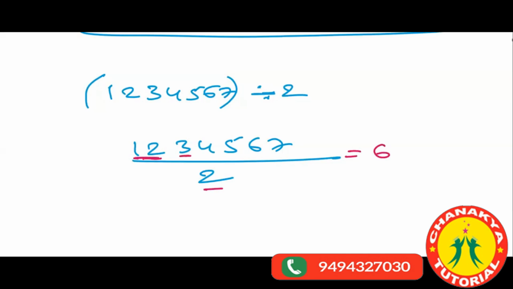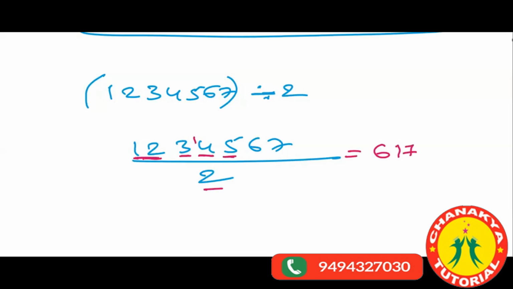Now I'm coming to the next digit, that is 3. In 3, how many times does 2 go? 1 time, with remainder 1. That remainder 1 means now this number becomes 14. In 14, 7 times it goes with 0 remainder.